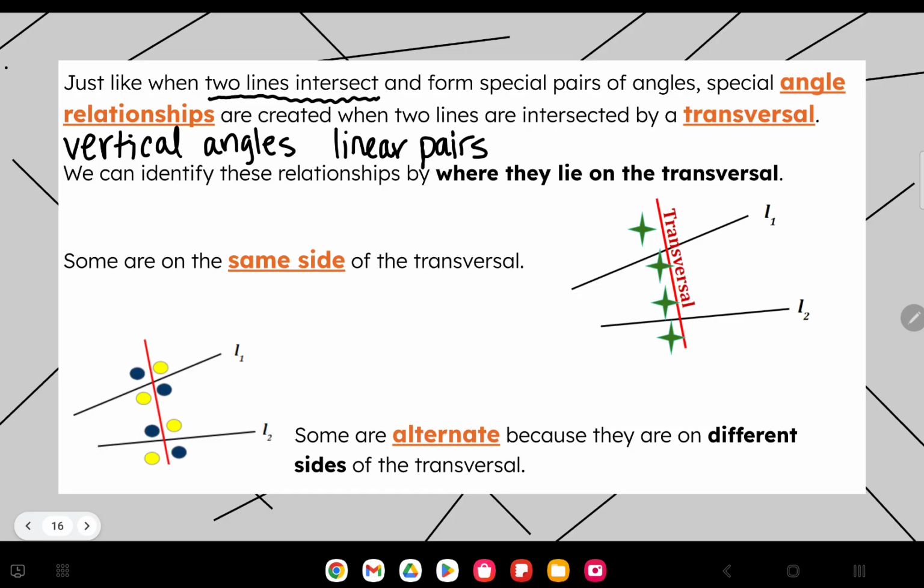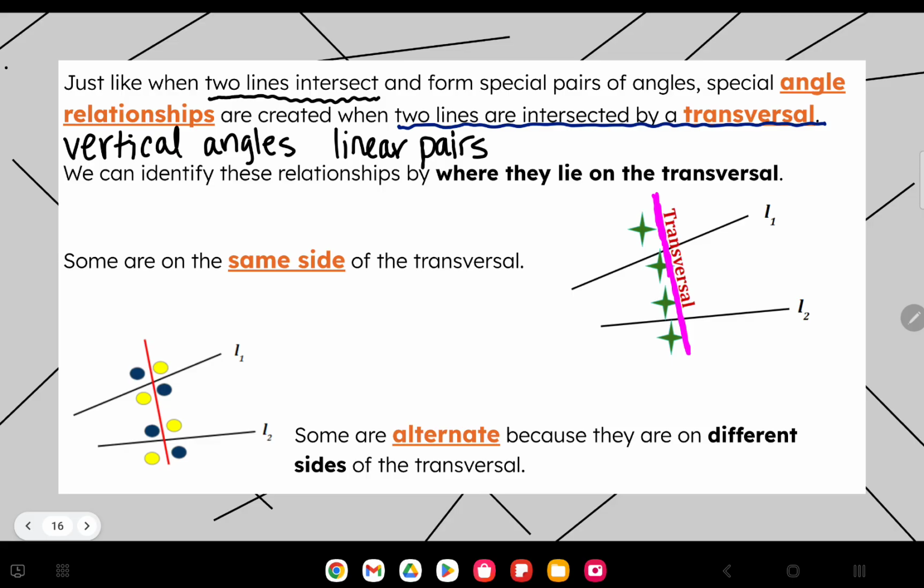We can also have special angle relationships created when two lines are intersected by a transversal. And transversal is just a fancy way of saying it's a line that intersects other lines. So, one way that we can identify our angle relationships is where they are on our transversal.